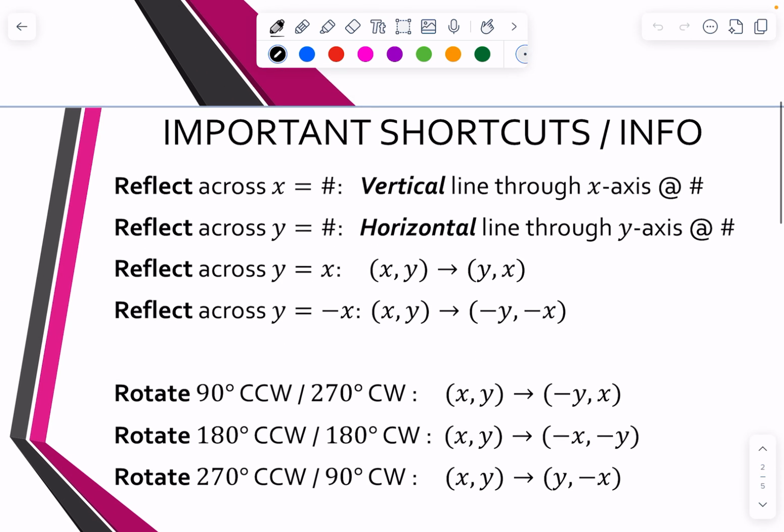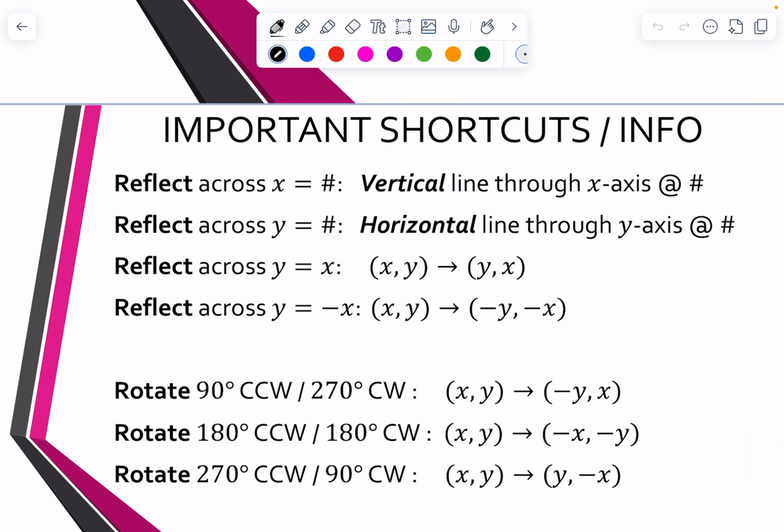All right, let's just review real quick a couple of important shortcuts or info if you want to review this. When we say reflect over a line x equals a number, that is a vertical line through the x-axis at that number. If we say reflect across y equals a number, that is a horizontal line through the y-axis at that number. If we say reflect across the line y equals x, remember the rule says we take the x and the y and we swap their position in the ordered pair. If we reflect across the line y equals negative x, then we flip their position and we change to their opposite sign. So it becomes opposite of y, comma, opposite of x. That's some of our reflection shortcuts.